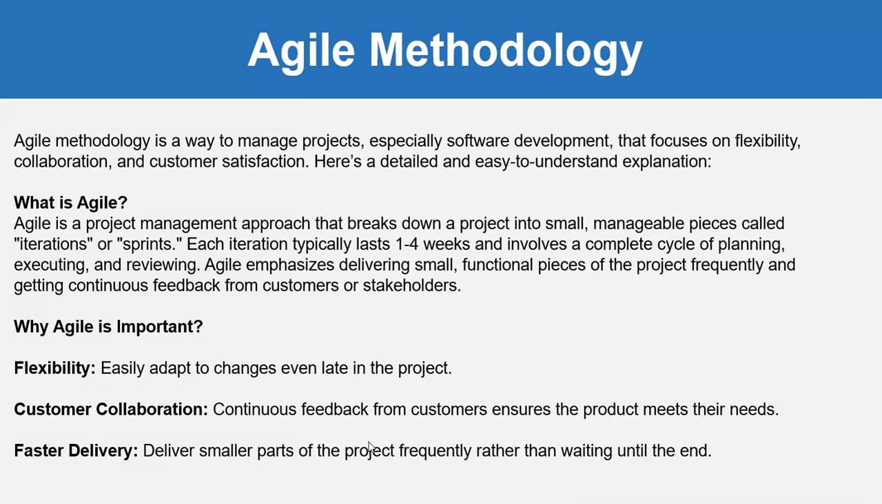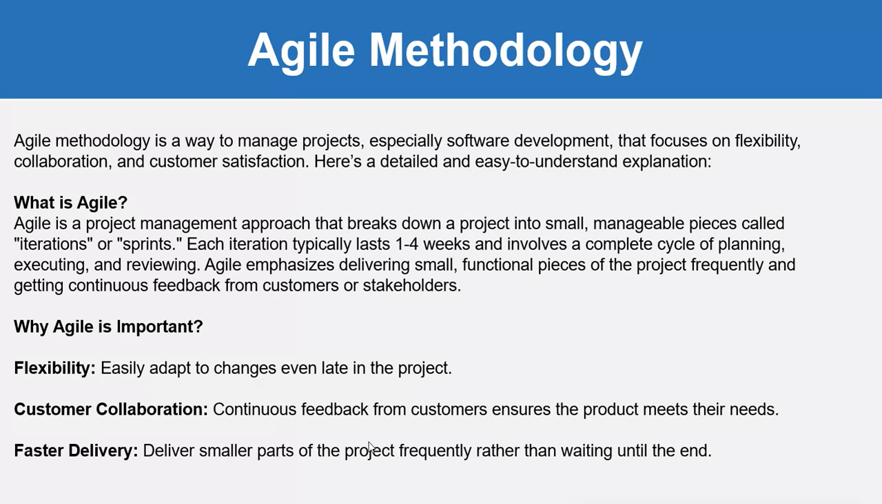So friends, basically in Agile we divide the work into smaller pieces, and then we deliver those smaller pieces to the customer. Rather than developing and testing the project completely as a whole, we divide the work into smaller chunks, and those chunks are delivered to the customer. Now we talk about why Agile is important. First one is flexibility. Basically, friends, it easily adapts to changes even late in the project. So managing changes in Agile is very flexible.